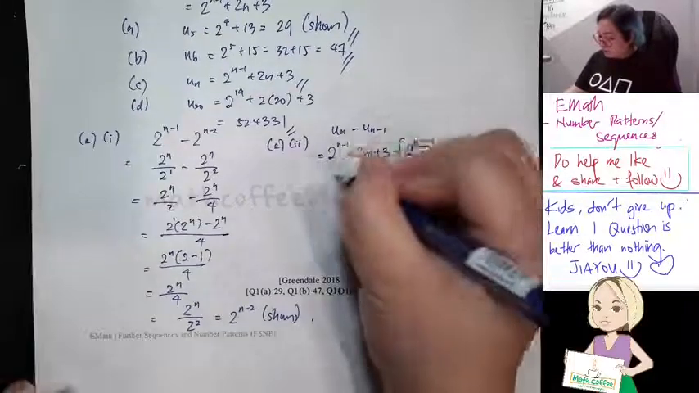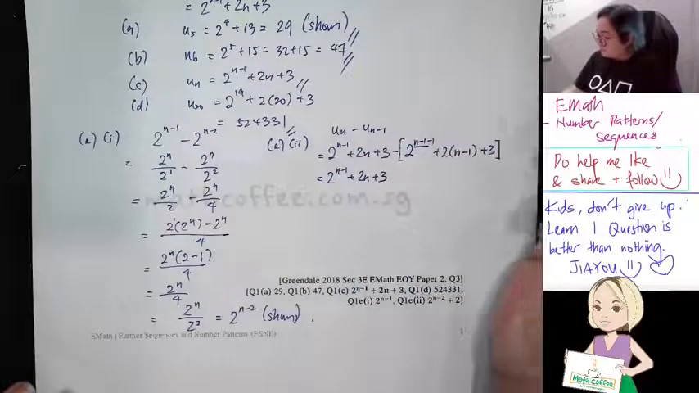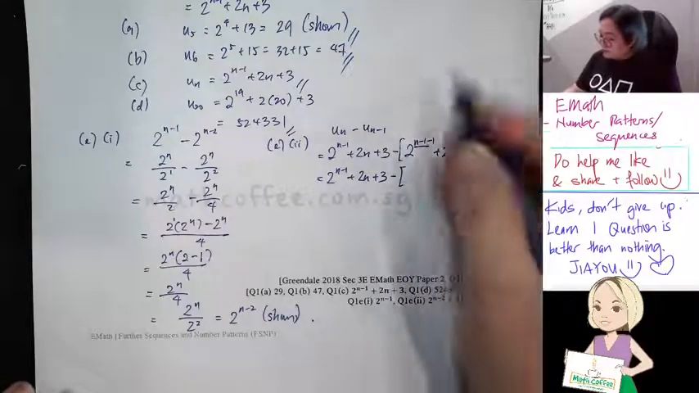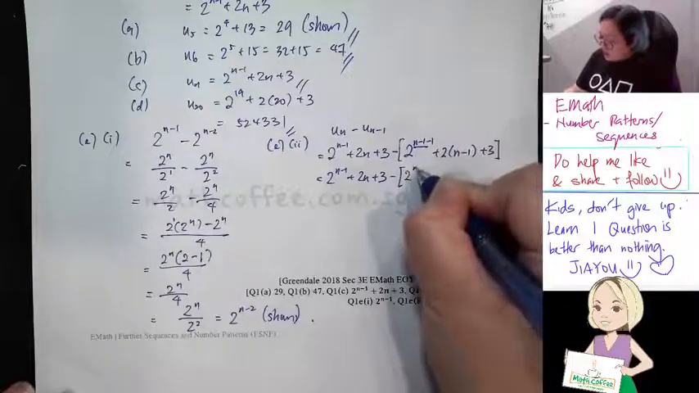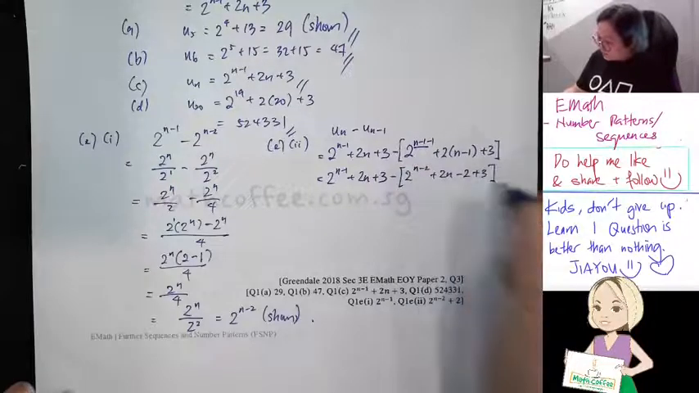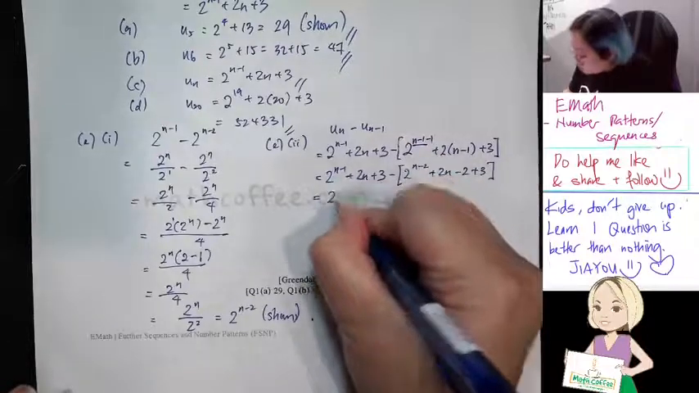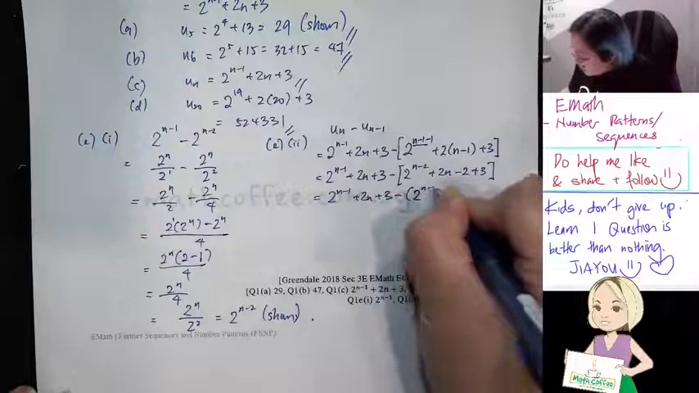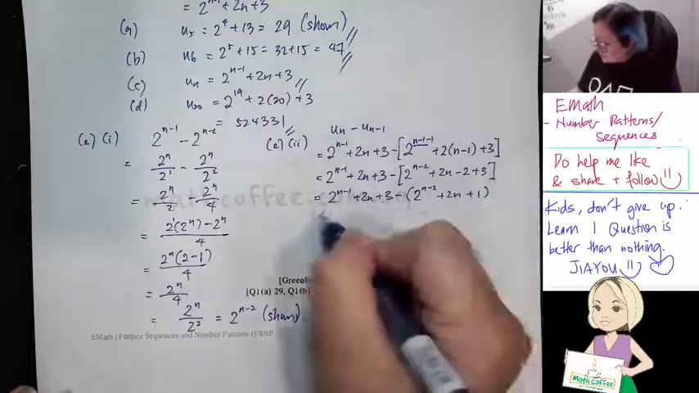Okay, so let's simplify first. I have 2n minus 1 plus 2n plus 3, and this is minus. Later we settle the minus. So I'm going to simplify whatever is inside the square bracket first. So it's 2n minus 2 plus 2n minus 2 plus 3. And we still can simplify within the square bracket, so it will be 2n minus 1 plus 2n plus 3 minus 2n minus 2. This is still plus 2n. Here is plus 1 already.